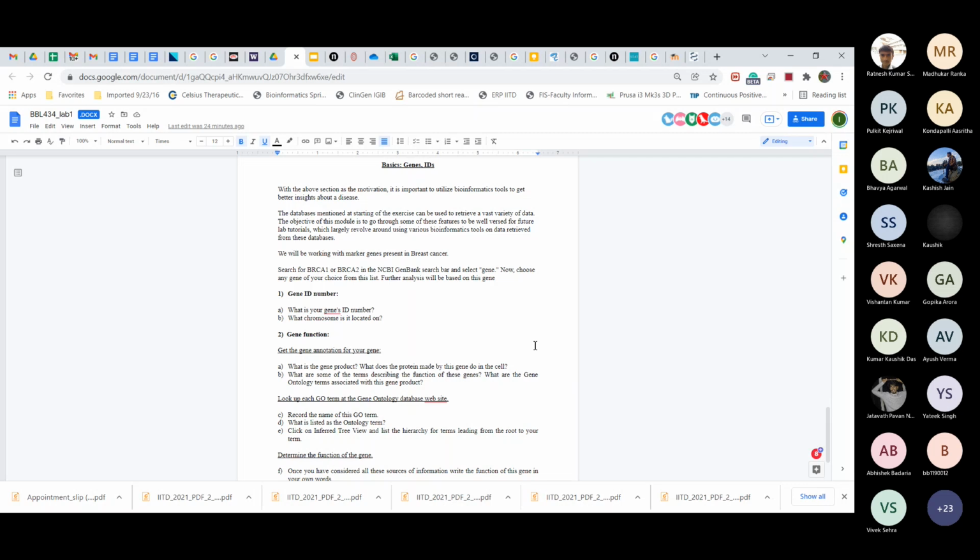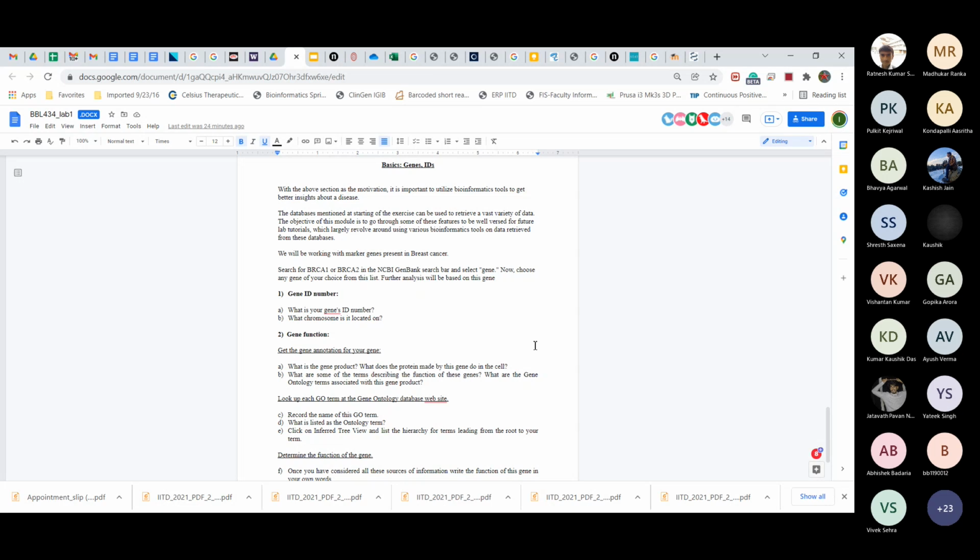The other thing I want you to find out is the gene's function. Based on the databases that I have talked about earlier in this lab, can you find out what the product of this gene is? What protein does it make? Where in the cell do you find this protein, and what is the function of this protein?